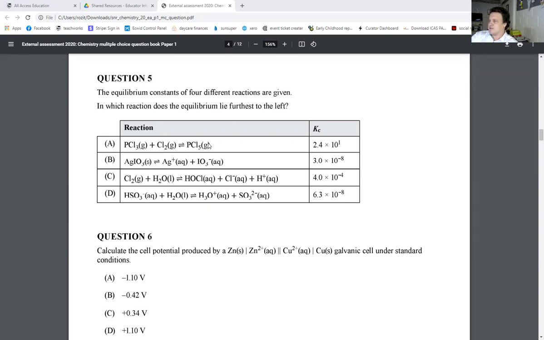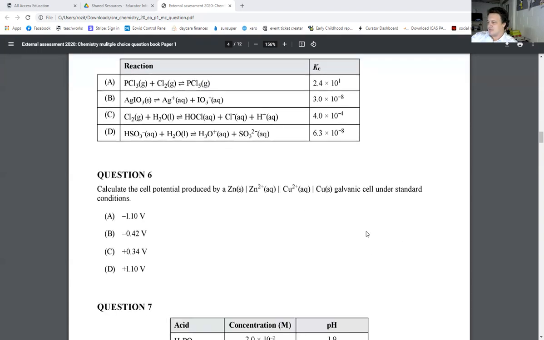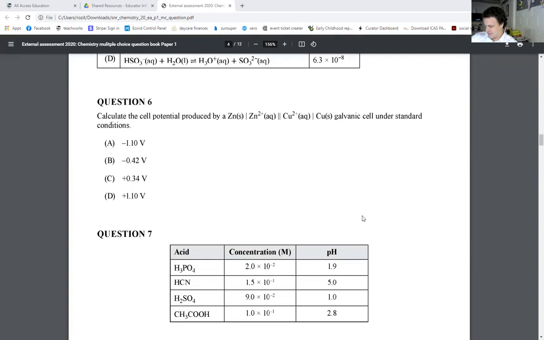Lucy, well done. So the lower the KC value, the more reactants there are, or the further it lies to the left. If it's 1, then the reaction is at equilibrium, it's equal. If it's higher than 1, it's favoring the products. The higher, the further it is to the right. Question 6, I'm going to give you guys a try. I'm going to give you guys 2 minutes for this one.